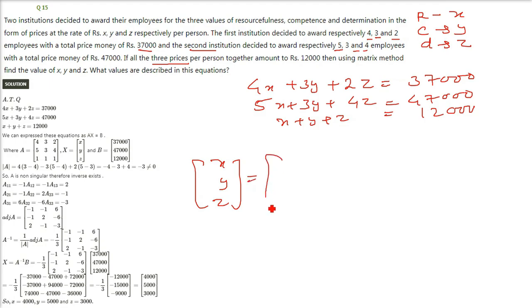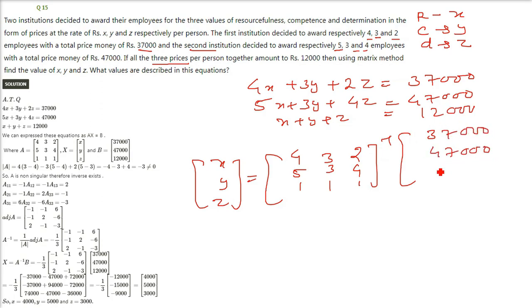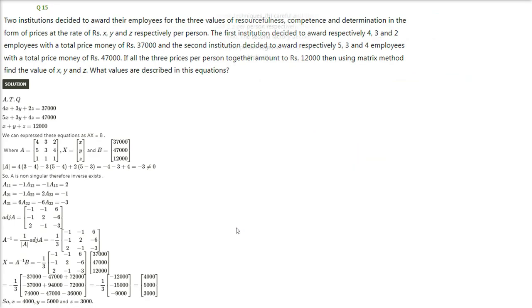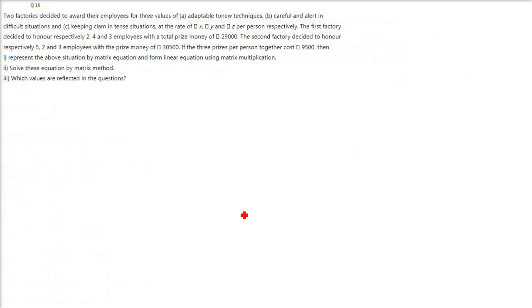You have to take the inverse of what? The coefficient of x, y, and z. That is 4, 5, 1, 3, 3, 1, and 2, 4, and 1. And just multiply this in inverse. First you have to find the inverse and then multiply it with this constant one. So I'm just writing the constant, and you have to multiply these two, and you'll get the result x, y, z. So the basic is to form the equation.